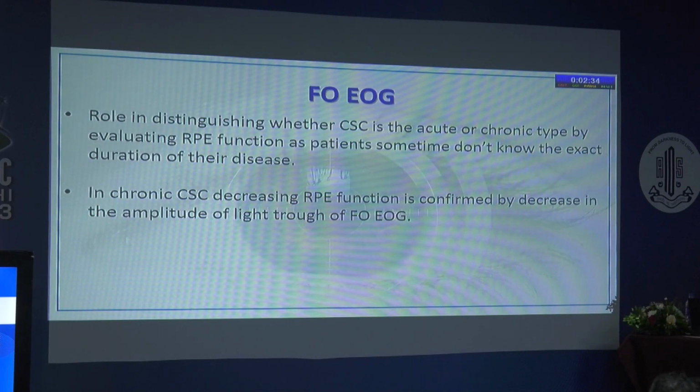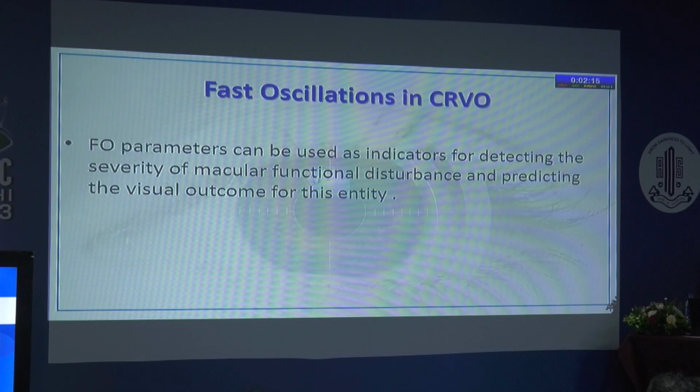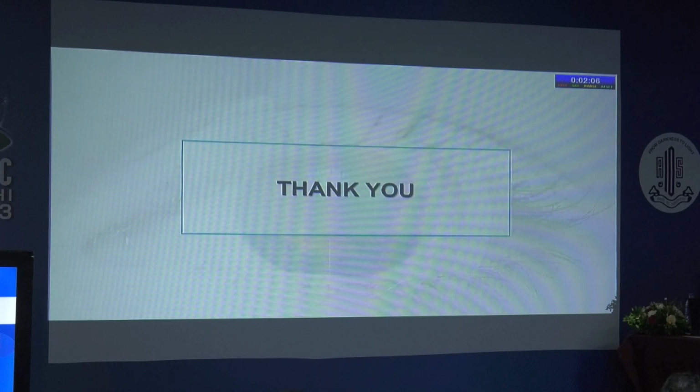It has a role in distinguishing whether CSC is the acute or chronic type by evaluating RPE function, as patients sometimes don't know the exact duration of the disease. In chronic CSC, decreasing RPE function is confirmed by a decrease in the amplitude of the light trough. Remember, light trough, not the light peak, of fast oscillation EOG. These parameters can be used as indicators for detecting the severity of macular functional disturbance and predicting the visual outcome for this entity.